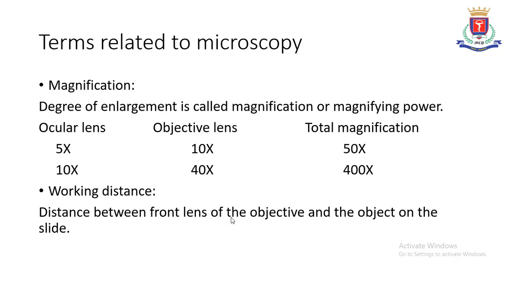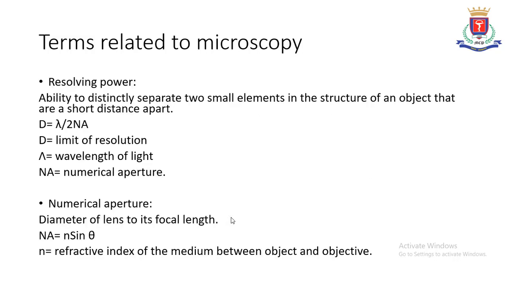Next is your working distance. Now this is the distance between the front lens of the objective and the object on the slide. And the working distance can be changed by the coarse adjustment knob, which helps to adjust the height of the objective lens with that of the stage.